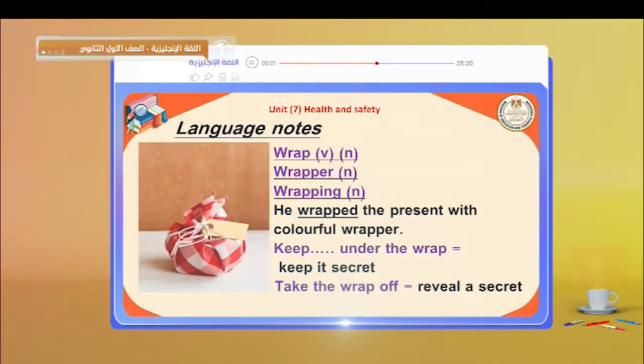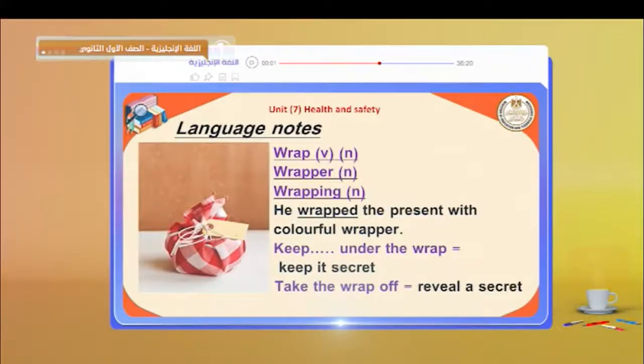We have expressions which are different. It gives extra meaning. What does it mean to keep under the wrap? To keep something under the wrap means to keep it secret, to keep it under the cover. So if I tell you a secret and I tell you keep it under the wrap, what does it mean? Means to keep it secret. Don't tell anyone about it.